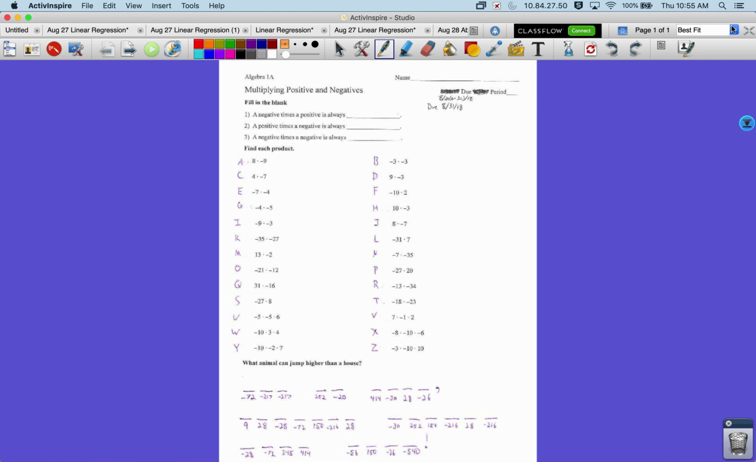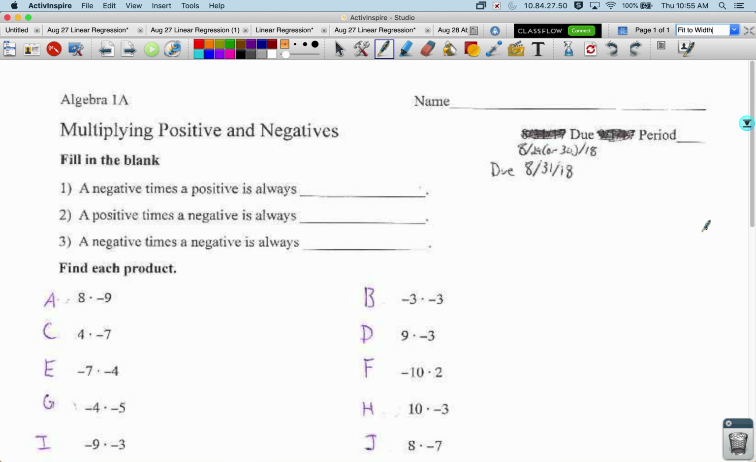Multiplying positive and negatives homework. This should be a pretty quick one. So first off, let's just fill in these blanks. These are our rules for multiplication. They're even easier than our rules for addition and subtraction.